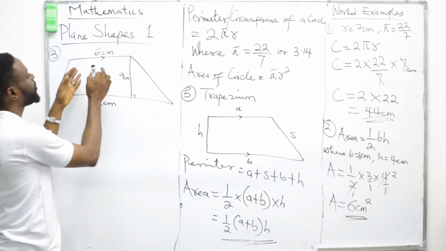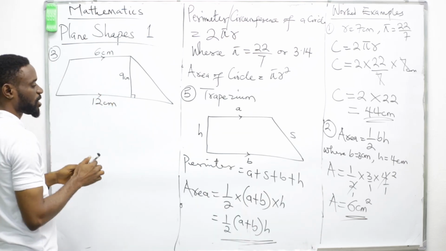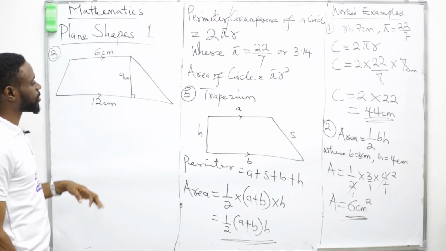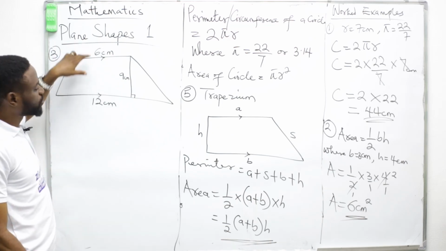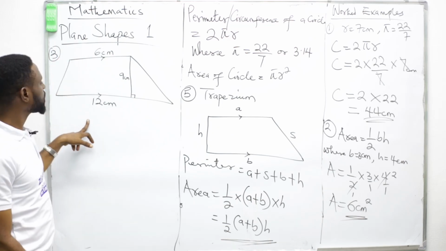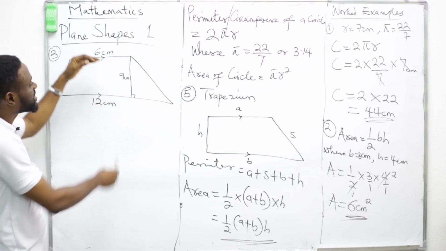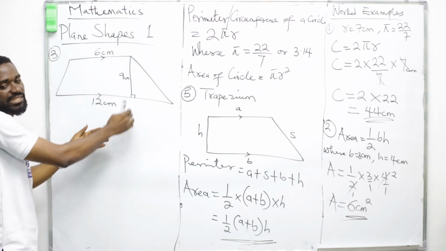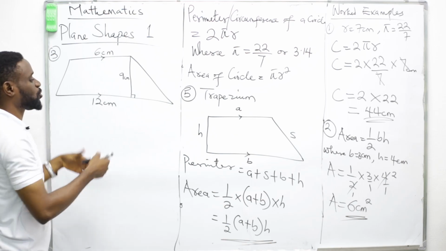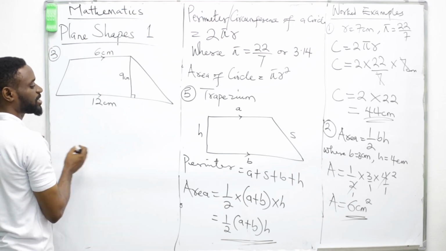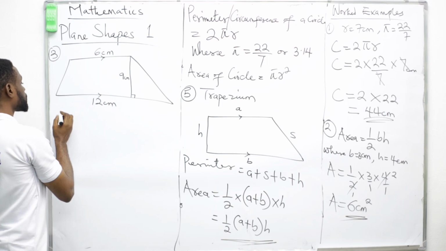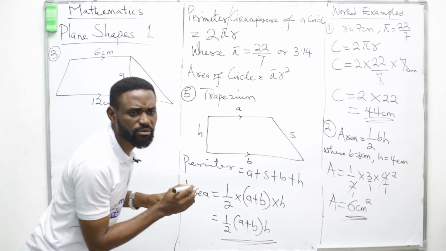So if we look at this parallelogram, we can see that they have given us the sides of the 2 parallel sides. They've also given us the height. This is the height of the parallelogram from here to here. That is the height, so it's 9 cm. So you apply the formula. What did they ask? Is it the perimeter or area?